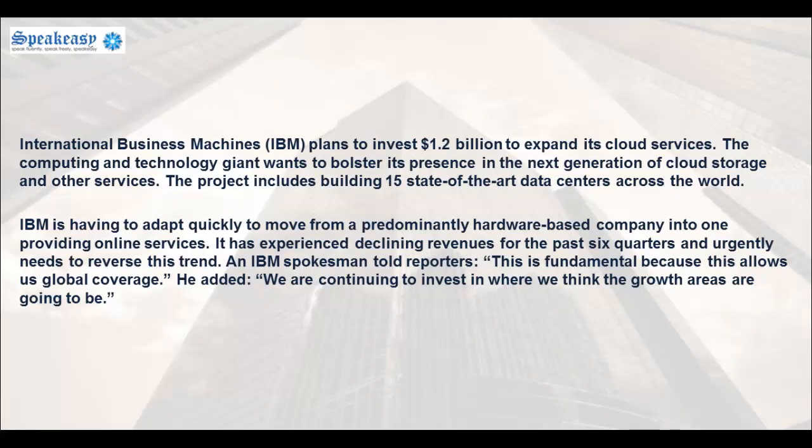International Business Machines, IBM, plans to invest $1.2 billion to expand its cloud services. The computing and technology giant wants to bolster its presence in the next generation of cloud storage and other services. The project includes building 15 state-of-the-art data centers across the world.